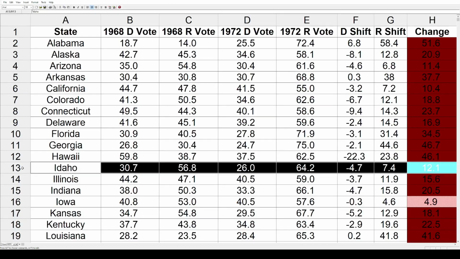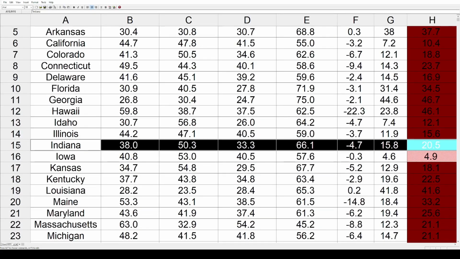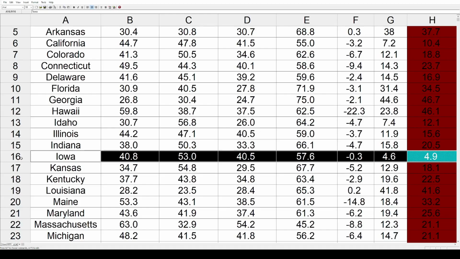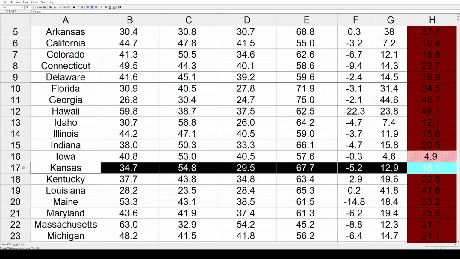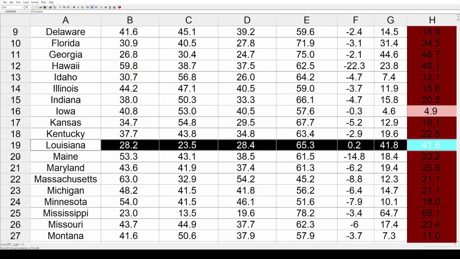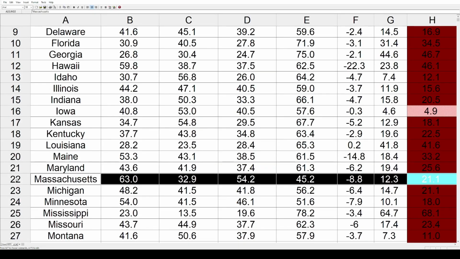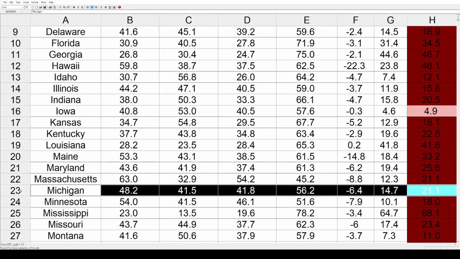In Idaho, that shifted 12.1. Illinois, 15.6. Indiana, 20.5. Iowa had a very small change relative to the other states, still shifting toward the Republicans by 4.9. Kansas back over double digits by 18.1. Kentucky, 22.5. Louisiana, a stronger 41.6. Maine, 33.2. Maryland, 25.6. Massachusetts, 21.1. Michigan had the exact same shift of 21.1.